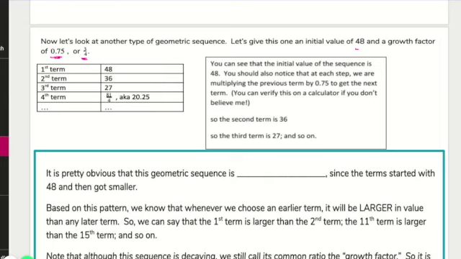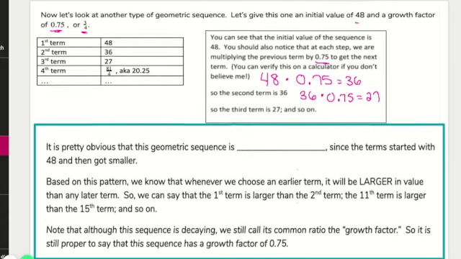So you can see that the initial value of the sequence is 48. And you notice that each step we're multiplying the previous term by 0.75 to get to the next term. So the second term is 36, and we did that by saying 48 times 0.75, and we got 36. 36 times 0.75, we get 27.